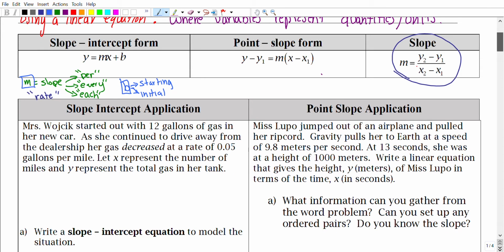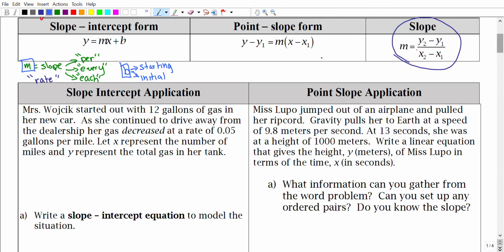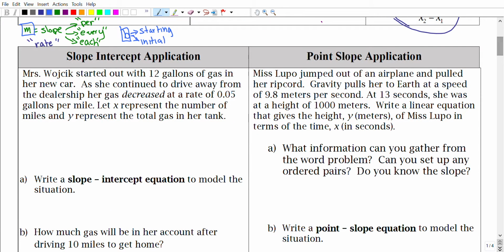I want to look at a slope-intercept application type problem. Let's read through this and see if we can answer the questions. Let me grab my highlighter here. It says Miss Wojcik started out with 12 gallons, so I'm going to start highlighting a few things that I think might be important. Miss Wojcik started out with 12 gallons of gas in her new car. As she continued to drive away from the dealership, her gas decreased at a rate of 0.05 gallons per mile.